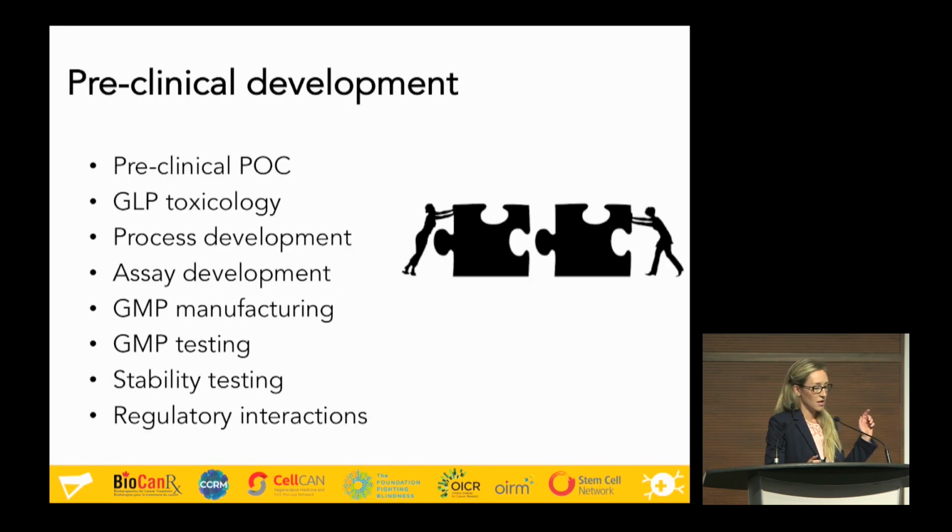So this is just taking that Gantt snapshot. I've relisted the topics. I just have one slide dedicated to each. So my talk is just meant to give you a really high-level overview of all the pieces. Preclinical proof of concept, or POC, GLP, good laboratory practice toxicology, process development, assay development, GMP manufacturing, testing that goes along with that, stability testing, and of course interactions with regulatory agencies.